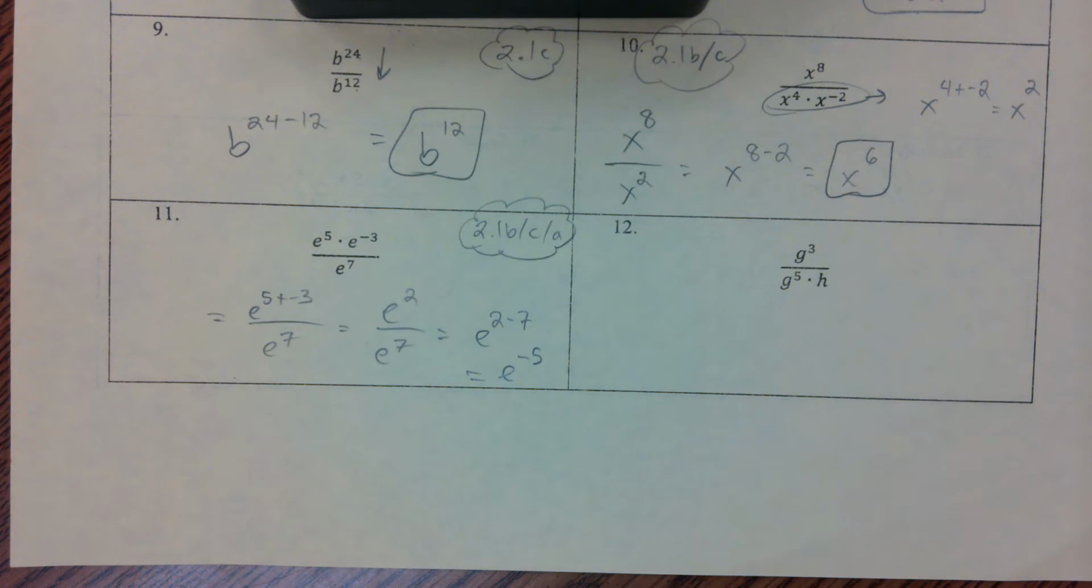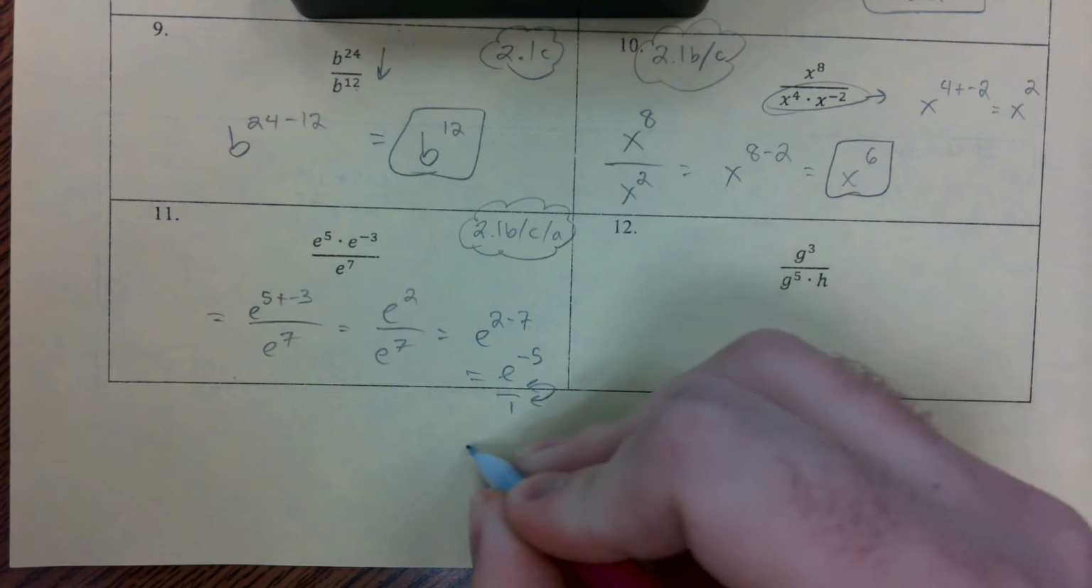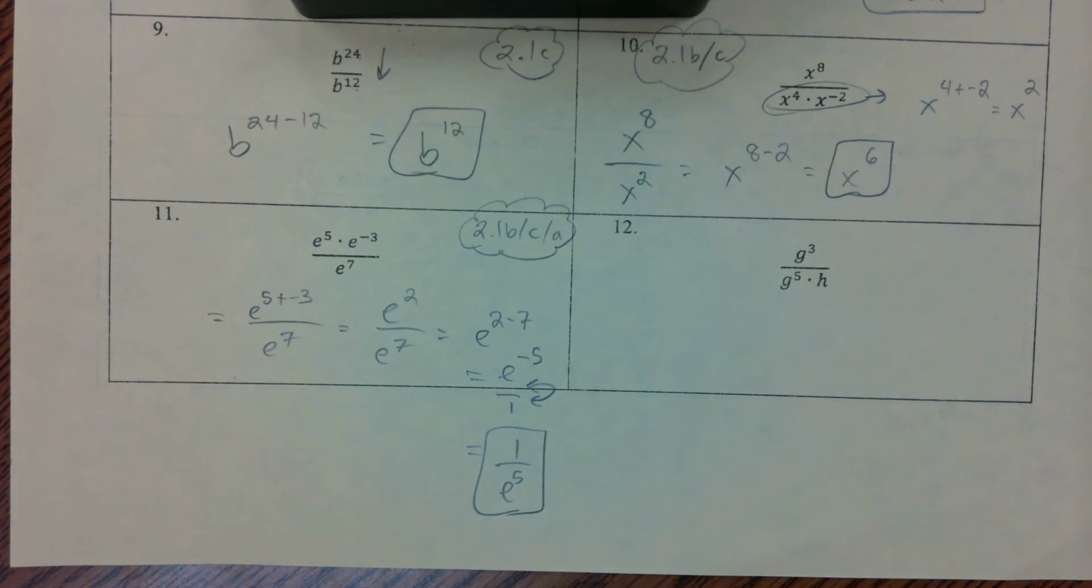And we don't want to leave that as e to the negative 5th, right? We want to put it over 1, flip the fraction around, and make our exponent positive. 1 over e to the 5th.